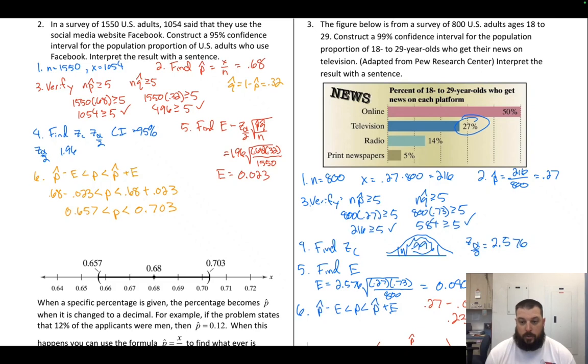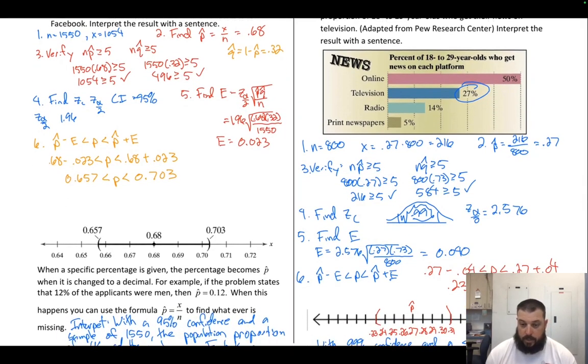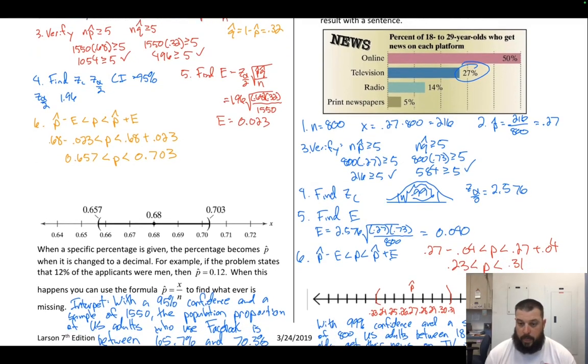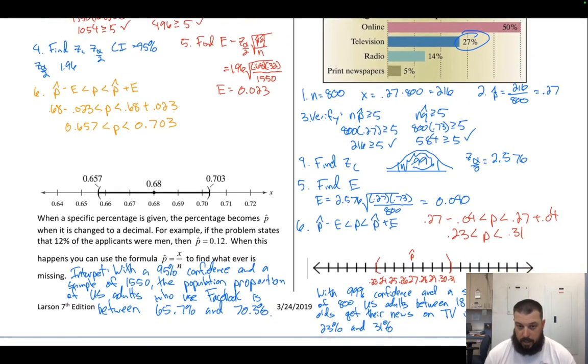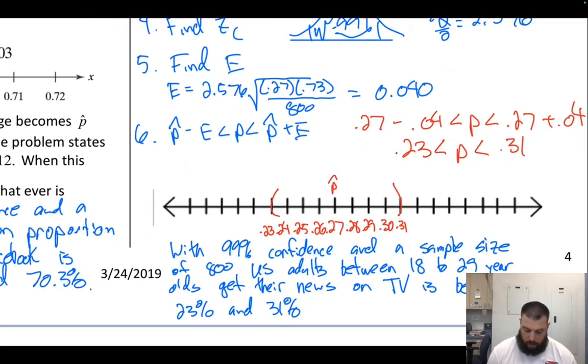We find our critical value, and it becomes 2.576. Substituting all that information into E, we get 0.040, and then we get our confidence interval by adding and subtracting E to our p hat. And then last, our interpretation: with 99% confidence and a sample size of 800, US adults between 18 and 29 years old who get their news on TV is between 23 and 31%.